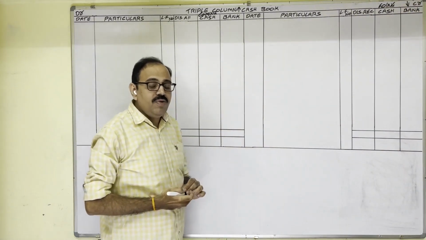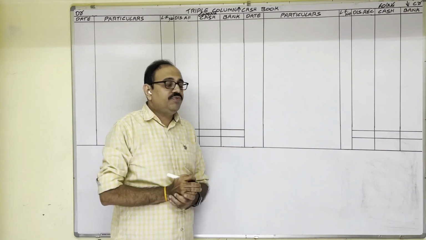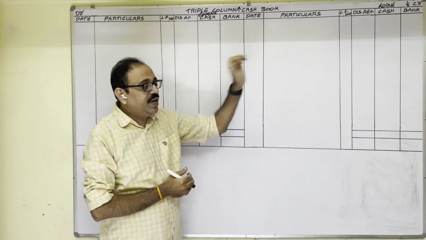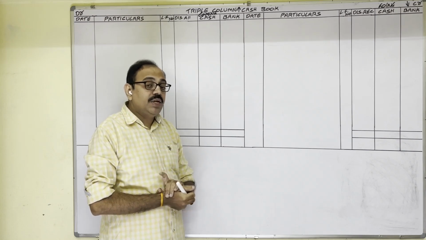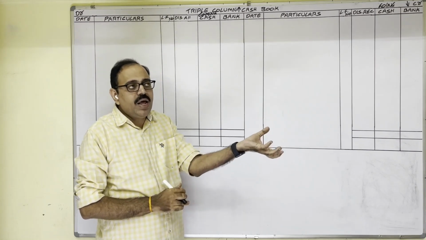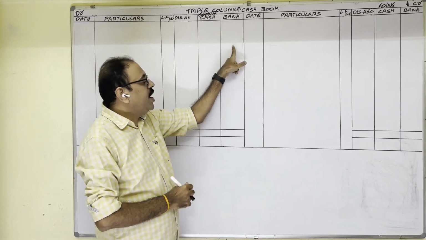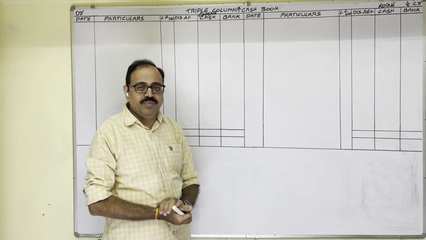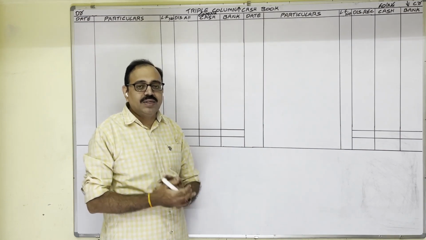So for the cash column, if cash is coming into the firm, debit side. If cash is going from the firm, credit side. For the bank column, the hint is, because of a transaction, if our bank balance is increasing, debit side bank column. If the bank balance is decreasing, credit side bank column. So first, we will write the opening balances.